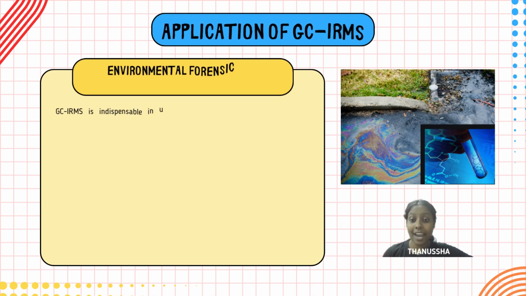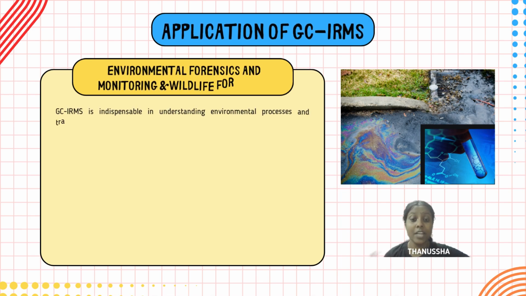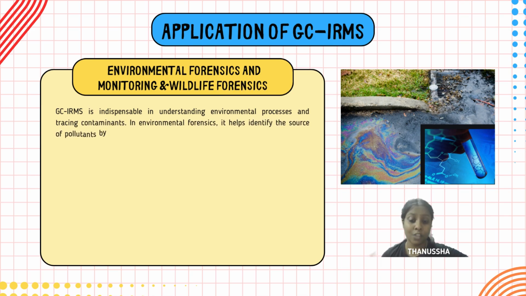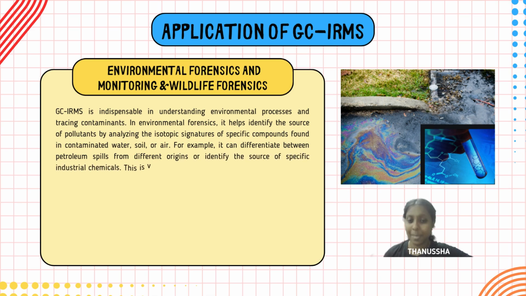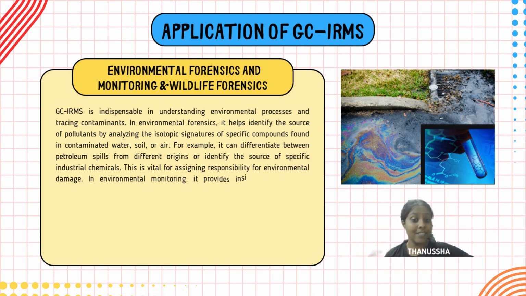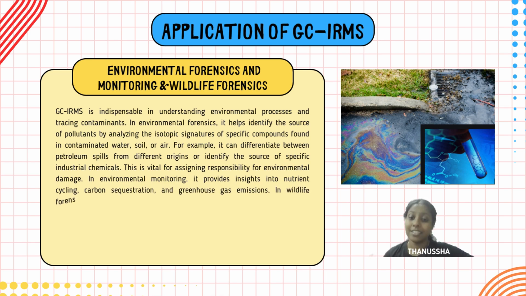Other than that, GC-IRMS is indispensable in understanding environmental processes and tracing contaminants. In environmental forensics, it helps identify the source of pollutants by analyzing the isotopic signatures of specific compounds found in contaminated water, soil, or air. For example, it can differentiate between petroleum spills from different origins or identify the source of specific industrial chemicals. This is vital for assigning responsibility for environmental damage. In environmental monitoring, it provides insights into nutrient cycling, carbon sequestration, and greenhouse gas emissions.